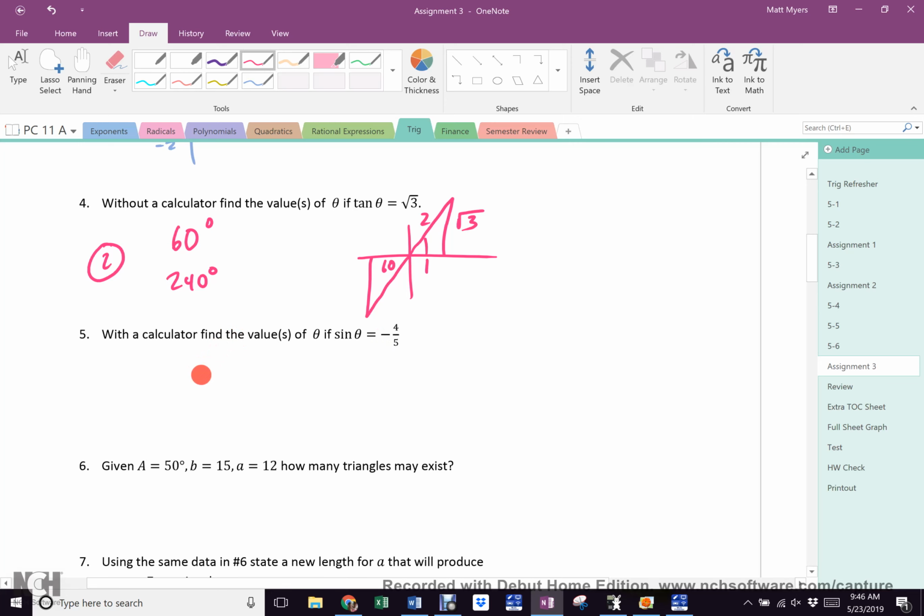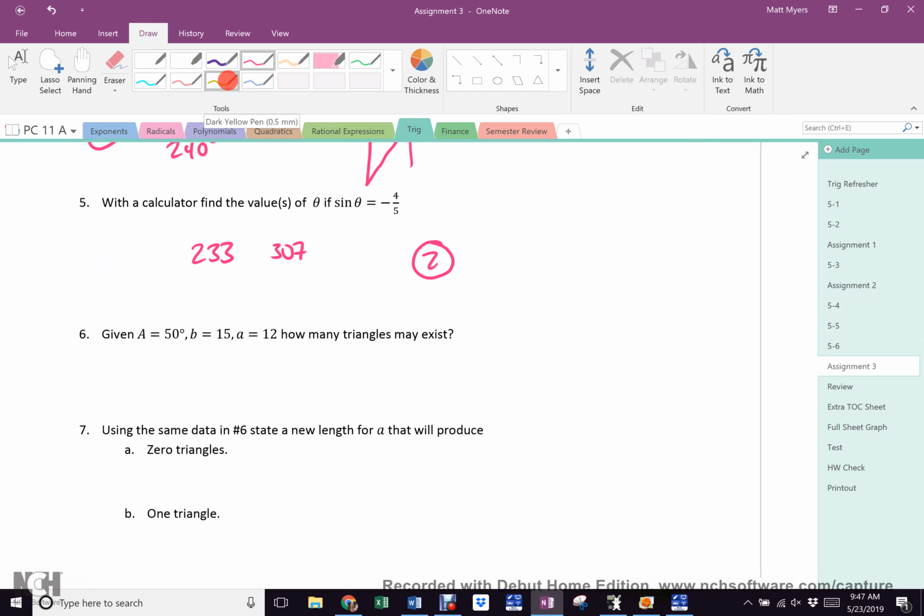Waiting on a theta. 233 and 307. Corroboration, because I don't have my calculator out. Apparently I will have to corroborate it myself. Seconds. Sine -0.8. 233 and 307. Absolutely correct. For 2 marks. Switching color to dark yellow.